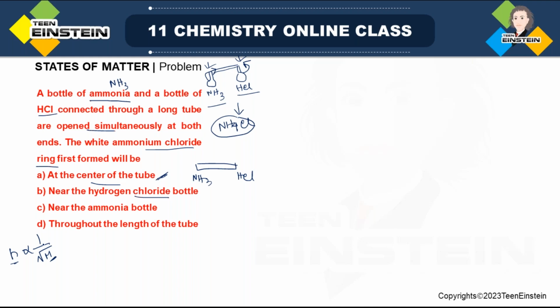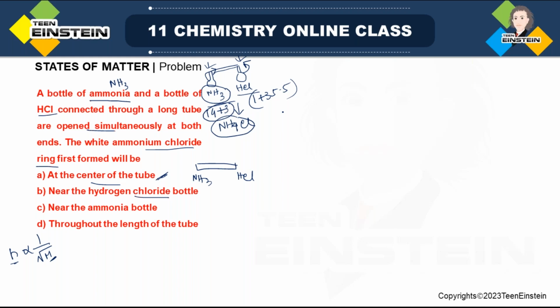Now among ammonia and HCl, you just have to compare the mass. For ammonia, the mass is 17: nitrogen is 14 and 3 hydrogen, that means 3 plus 14, so it is 17. And for HCl, it is 1 plus 35.5, that means it is 36.5. So HCl has the higher molar mass. If HCl has higher molar mass, the rate of HCl will be lesser than the rate of ammonia, because ammonia has lesser molar mass.